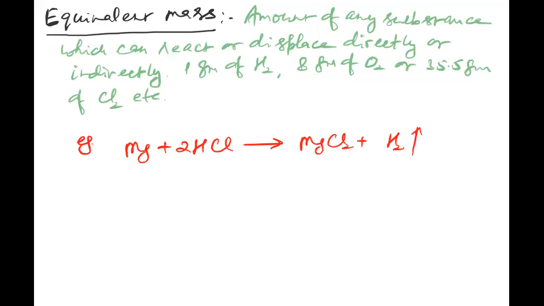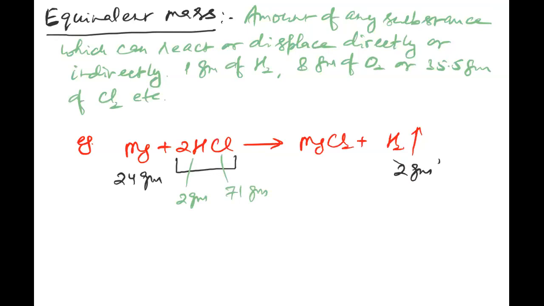If you see in the given balanced reaction, 24 gram of magnesium can displace 2 gram of hydrogen. And if you see in the case of, let's say, 2HCl, out of this 2HCl, it is nothing but 2 gram and it is nothing but 71 gram. So 24 gram of magnesium can combine with 2 gram of hydrogen, can combine with 71 gram of chlorine, can displace 2 gram of hydrogen here as per the balanced reaction is concerned.